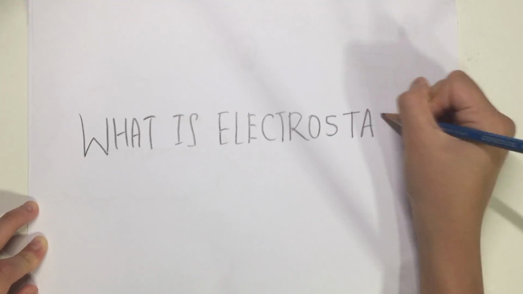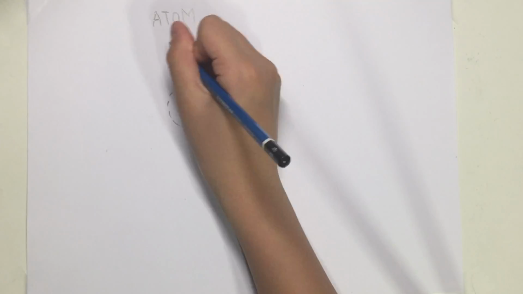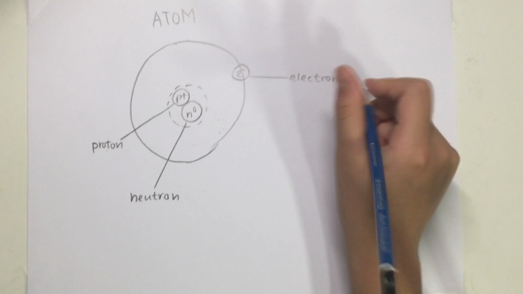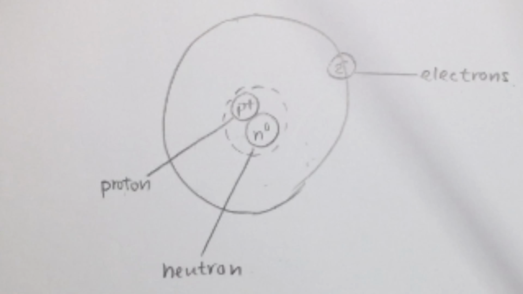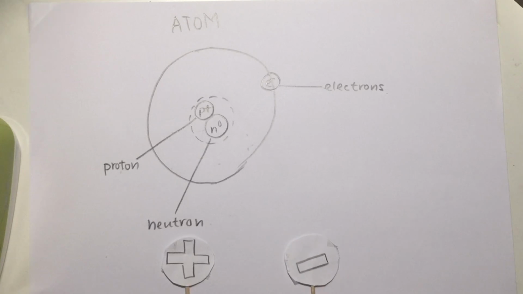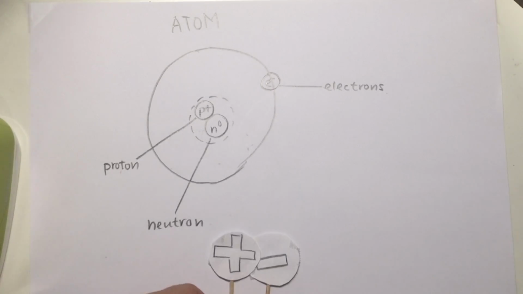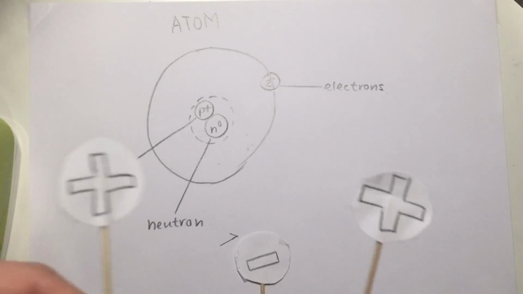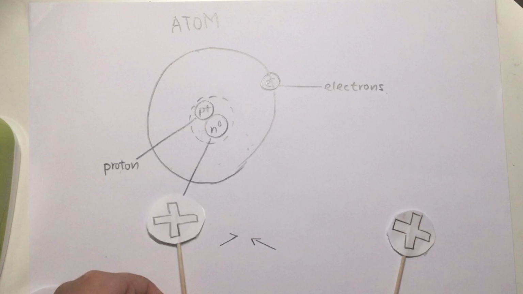So what is electrostatic force? In an atom, there are three different subatomic particles: protons, electrons, and neutrons. Protons are positively charged, and electrons are negatively charged. So when an object is positive, it has more protons than electrons. If an object is negatively charged, that means that object has more electrons than protons. So when a positively charged particle meets a negatively charged particle, there will be attractive force between them. When atoms of the same charge meet, there will be repulsive force between them.